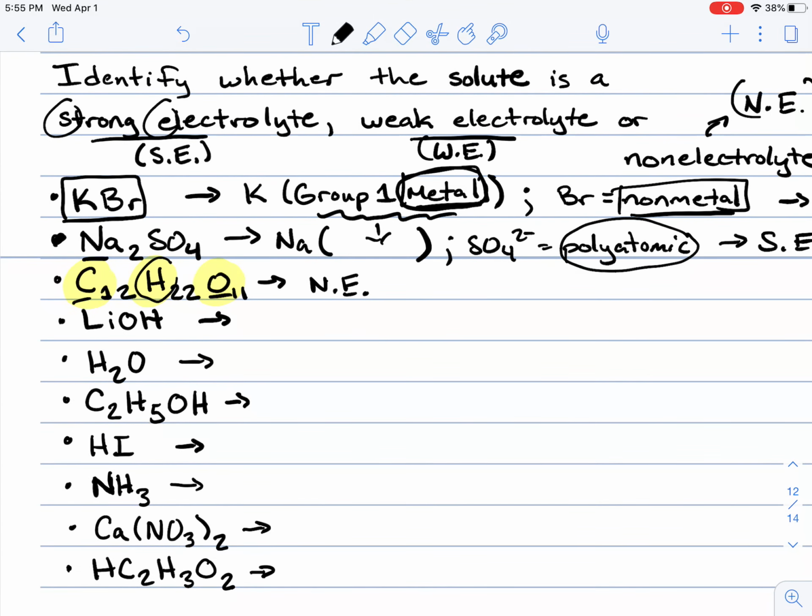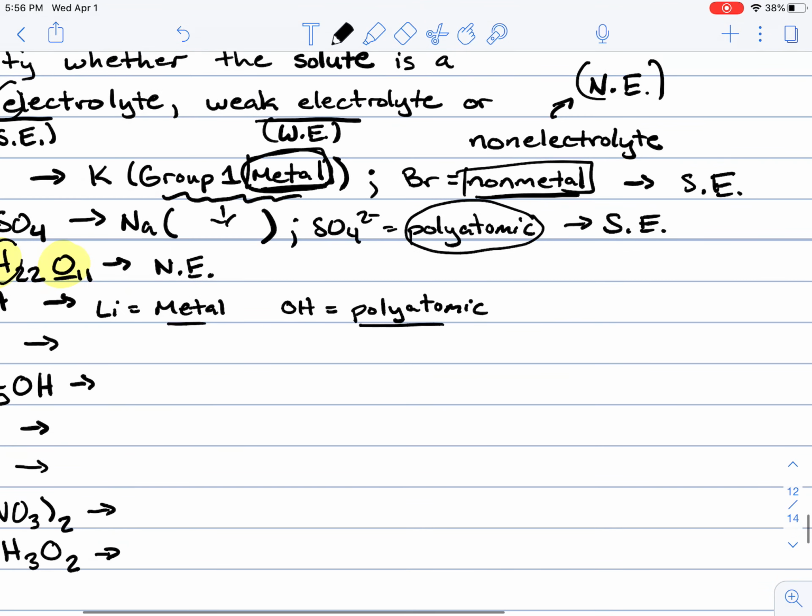So looking at our next example, we have LiOH. Once again, the first thing that we need to do is determine if it's an electrolyte or a non-electrolyte. Since lithium is a metal and OH is a polyatomic, when you have this combination, metal and polyatomic, this tells us that LiOH is an electrolyte.